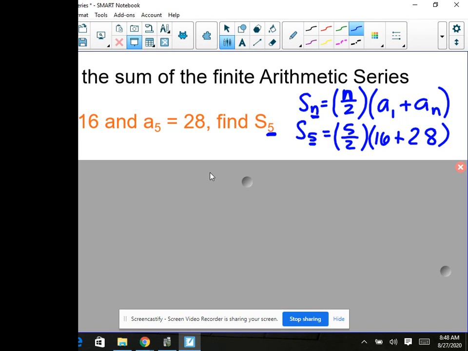Make sure you're keeping parentheses around what needs to have parentheses. Your calculator can only do so much. Okay, so what is the sum of the first 5 terms? Who's got it for me? Yeah? 110. 110.